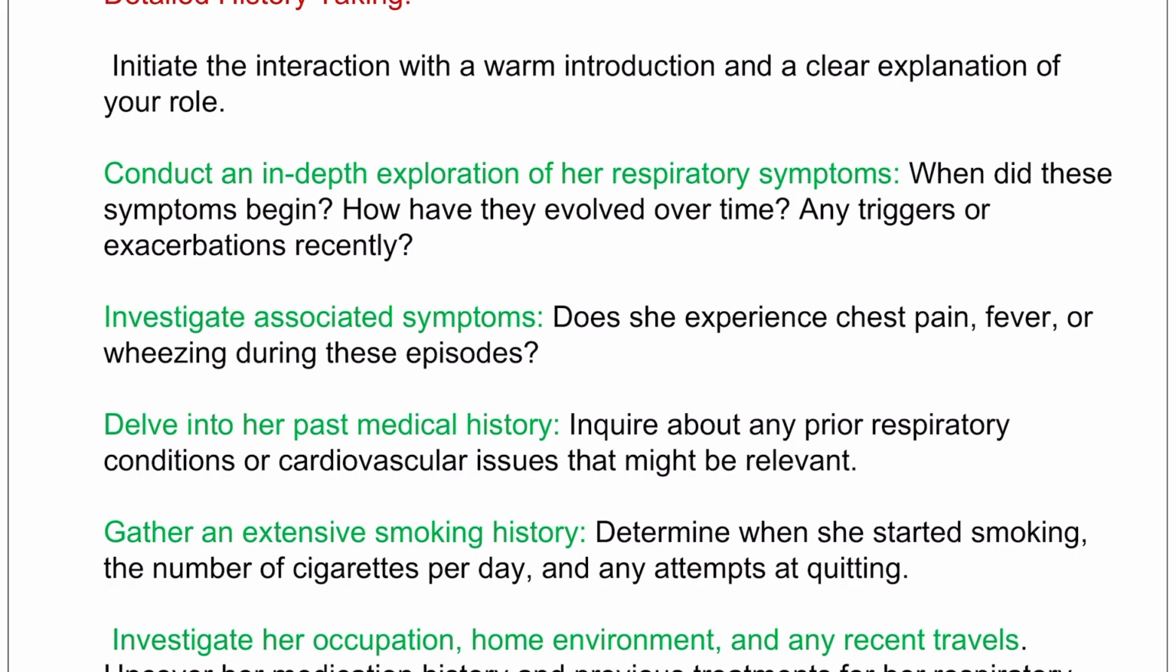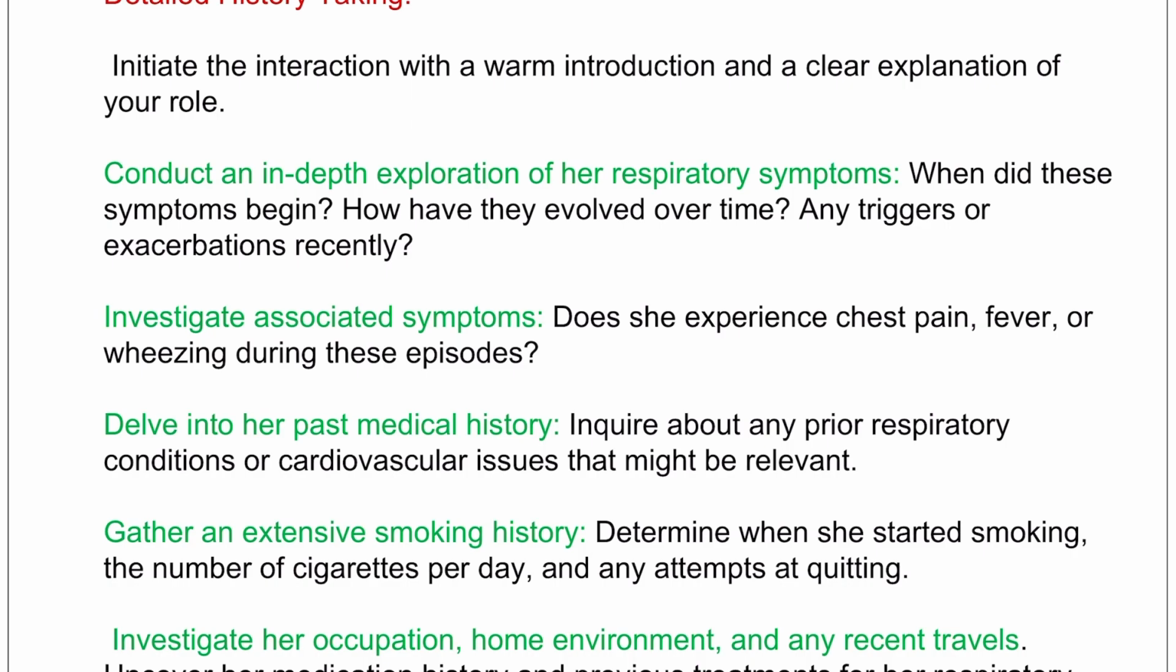Next step, investigate the associated symptoms. Is he experiencing any chest pain, any fever, or wheezing during these episodes? Very, very important, because if there's wheeze, and if there's a family history or previous history of bronchial asthma, you may be thinking about bronchial asthma.